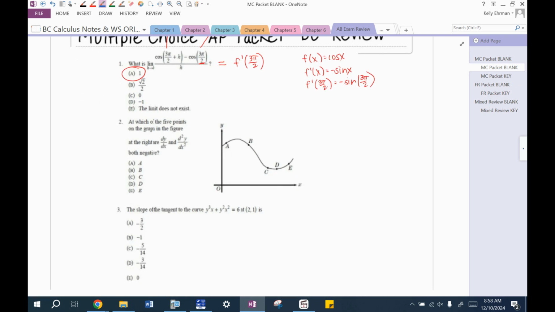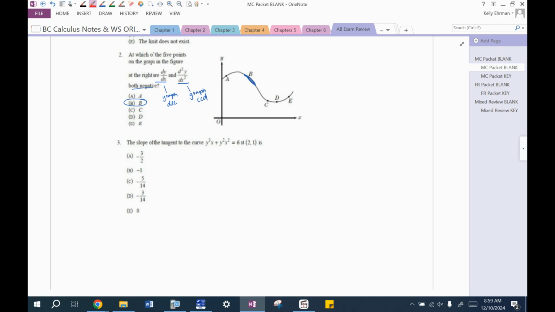At which of the 5 points on the graph in the figure at the right are dy dx, the first derivative, and d squared y dx squared, the second derivative, both negative? If dy dx is negative, it means that the graph is decreasing. And if the second derivative is negative, it means that the graph is also concave down. So we're looking for the decreasing, concave down section, which looks like that right there. So that's got to be point B.